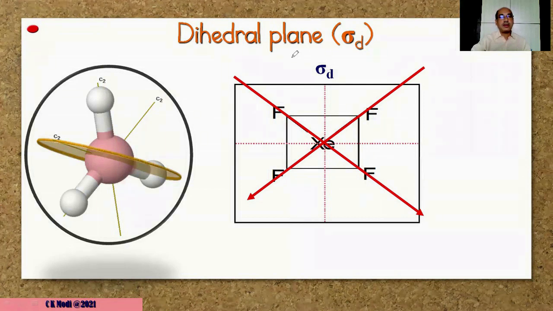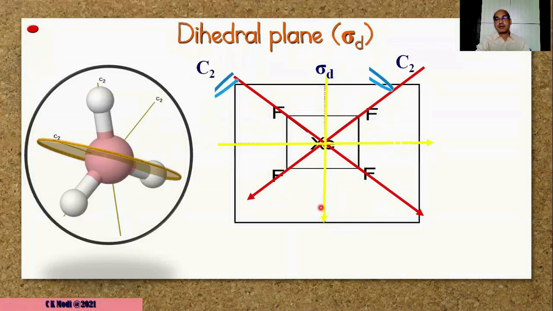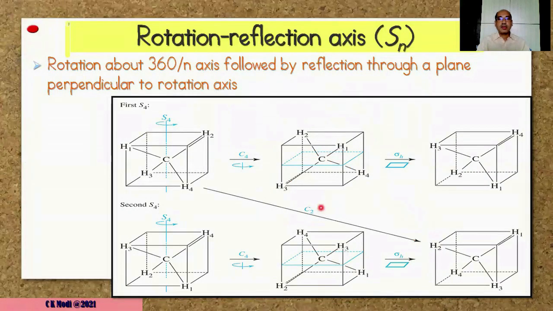So all of you might have cleared this doubt. What is a sigma d? The condition for sigma d is that it passes through the center of the molecule and divides it into two parts. The second condition for sigma d is that it passes through the angle between two subsidiary C2 axes. Okay, so that is called sigma d. Now the last one, that is the rotation reflection axis.